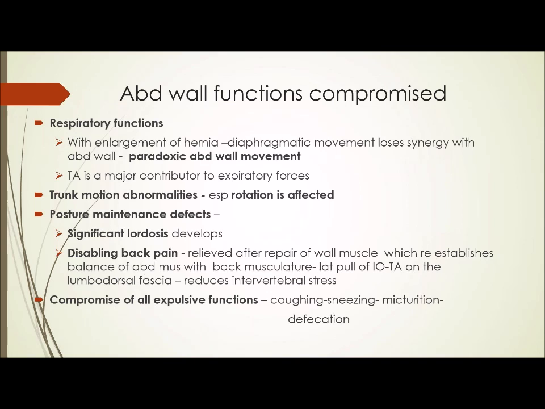The trunk motion abnormalities. The lordosis that creeps in these patients. Why? Because the balance between the paraspinal muscles and the anterior muscle is not there. Doesn't exist anymore. The larger the hernia, the larger the defect, and the more significant the lordosis. And these patients always have disabling back pain, and compromise of all expulsive functions, like coughing, sneezing, micturition, defecation.